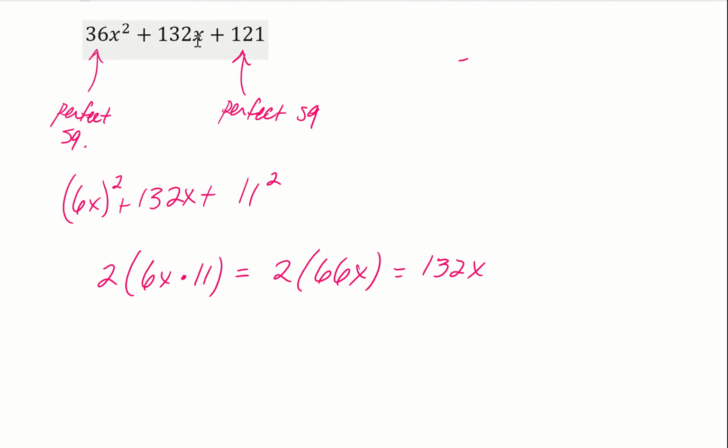And so then I can just apply the rule and say, this is A, this is B, and so the factored form is A plus B quantity squared. And so these are equivalent, and this is our factored form.